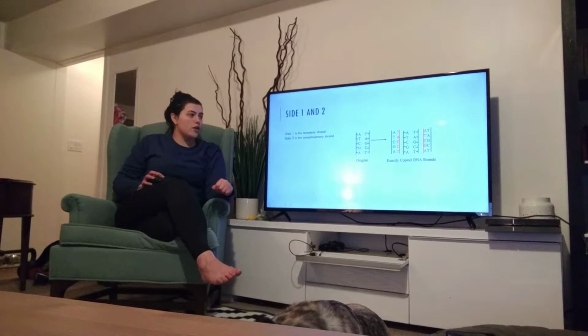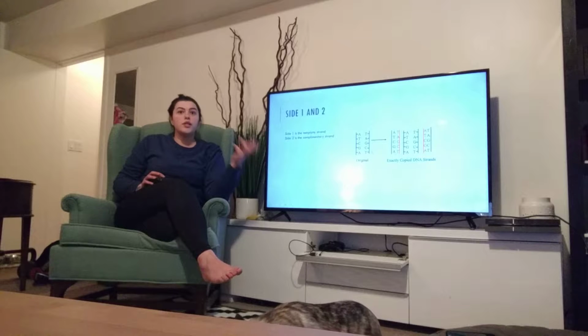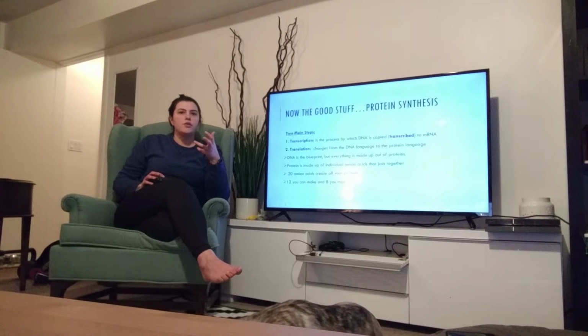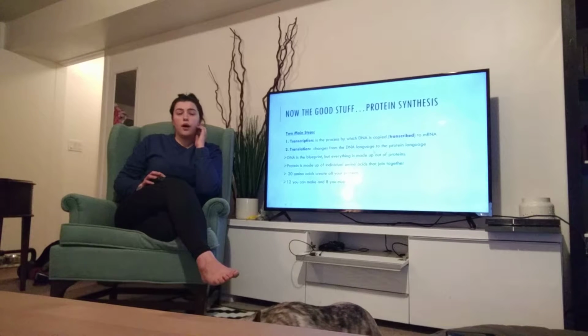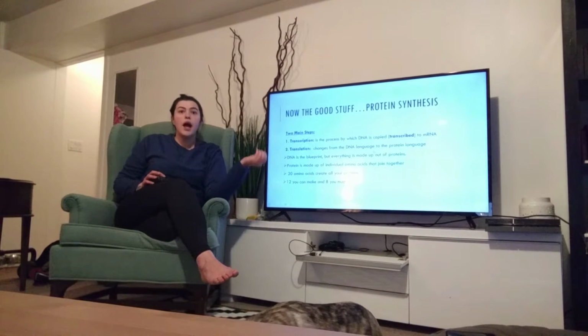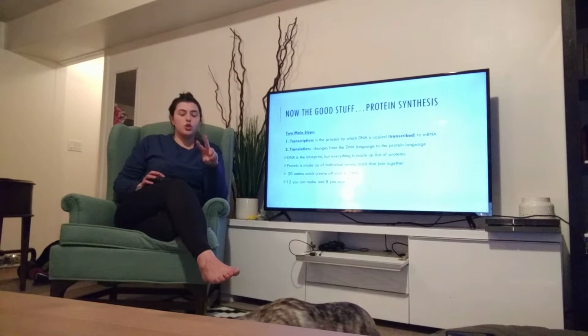And then again, another diagram here to show what the original looks like, and then a copied DNA strand. And this is what we're going to use in protein synthesis. So that's our little bit of information about DNA. So now, moving on to protein synthesis, there's 2 main steps in protein synthesis. We've got step 1, which is transcription, and step 2, which is translation.